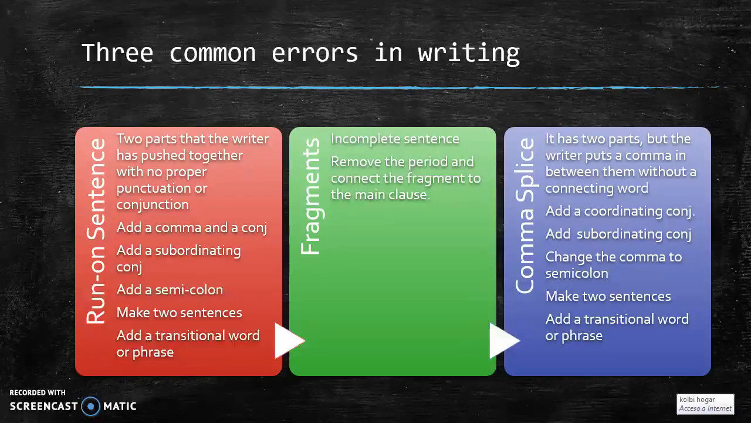The other type is fragments. Instead of having too many sentences together, we don't even have one sentence. A fragment is an incomplete sentence, and what you do with the fragment is that you remove the period and connect the fragment to the main clause. A comma splice has two parts, but the writer puts a comma between them without a connecting word. How would you correct this? Well, you have several options. You can add a coordinating conjunction, a subordinating conjunction, you change the comma to a semicolon, you make two sentences, and you add a transitional word or phrase.